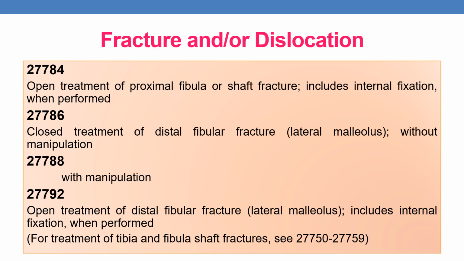The next CPT is 27784. It deals with open treatment of proximal fibula or shaft fracture. It includes internal fixation when performed. The next is 27786. It deals with closed treatment of distal fibular fracture, that is lateral malleolus, without manipulation. If it is done with manipulation, the CPT is 27788.